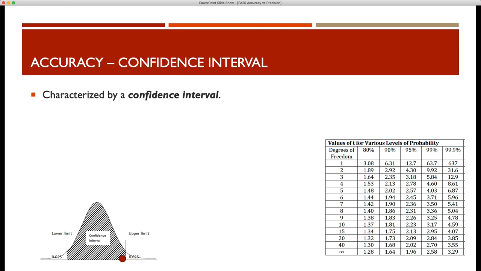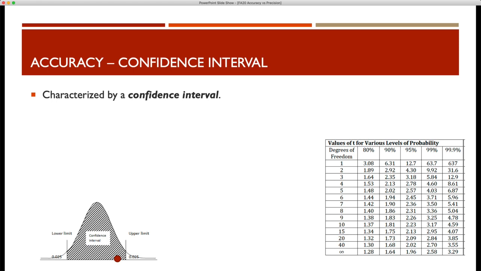Likewise, if that true value falls within that window, then you could say with some confidence that the true value is a part of the measurement distribution that you've collected, and therefore they are statistically significantly the same.